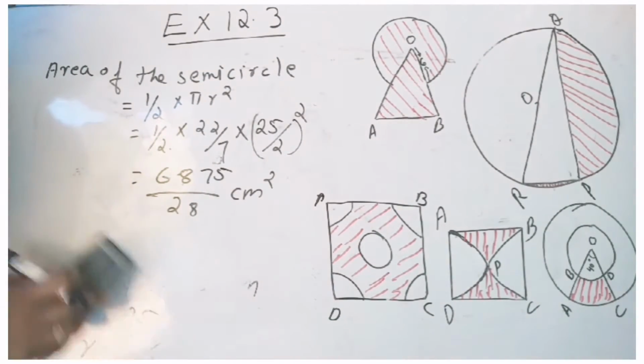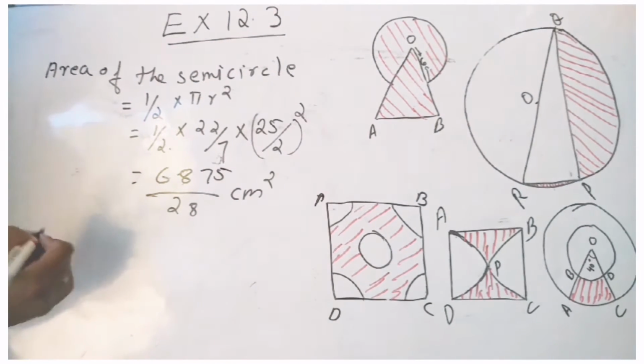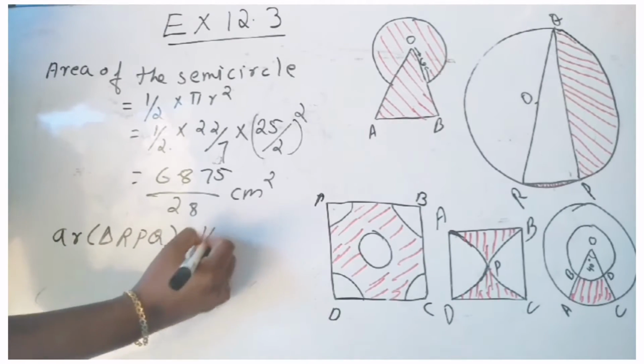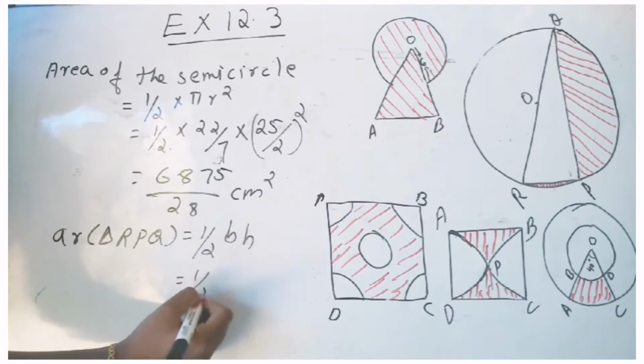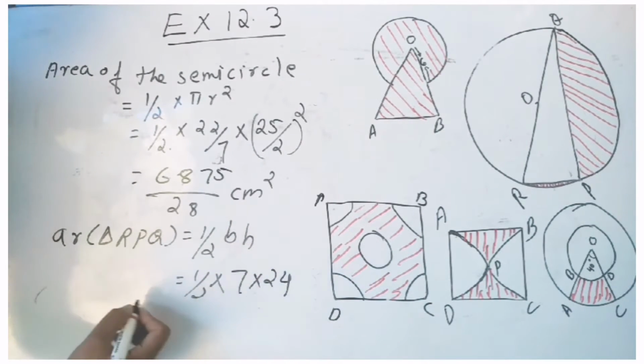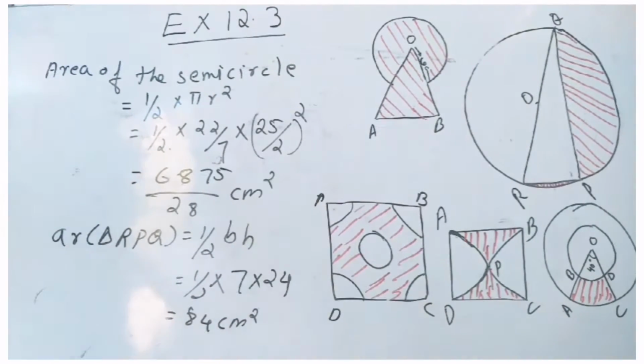Now we need to find the area of that triangle. Since that is a right angled triangle, we can use the half BH formula. Area of triangle RPQ is equal to half into base into height, that is half into 7 into 24, which is equal to 84 centimeter square. We got the area of the semicircle and the area of the triangle. Now we are going to find the area of the shaded region.